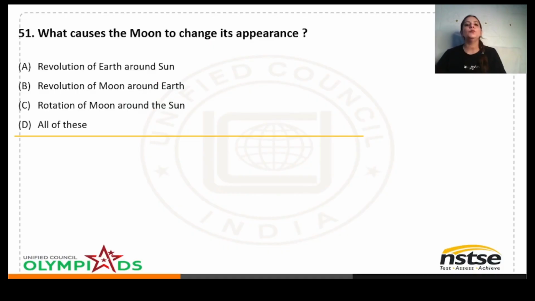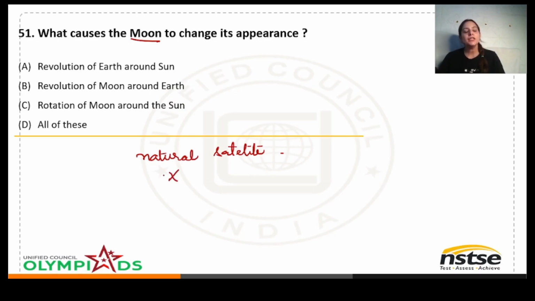What causes the moon to change its appearance? So I hope you all know about moon. Moon is a natural satellite of Earth, right? So moon doesn't have its own light.